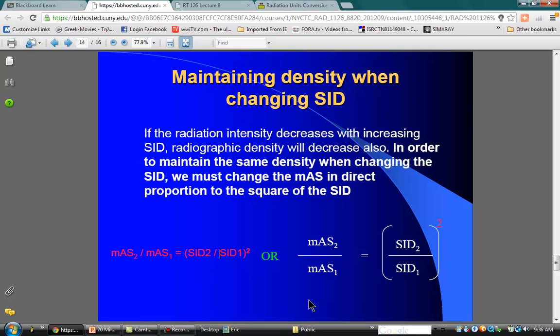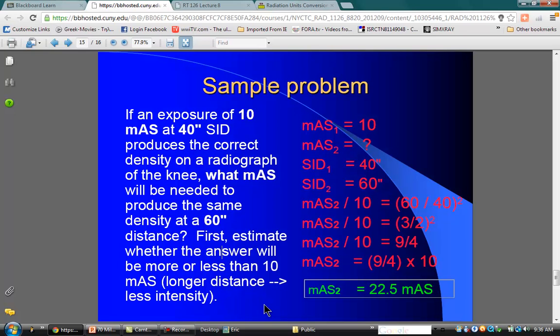Again, for our math in this PowerPoint, it's going to be written a little bit differently. Mass 2 over mass 1 is equal to distance 2 over distance 1. So 2 goes with 2, 1 goes with 1, and of course this side is squared. Let's try a sample problem.